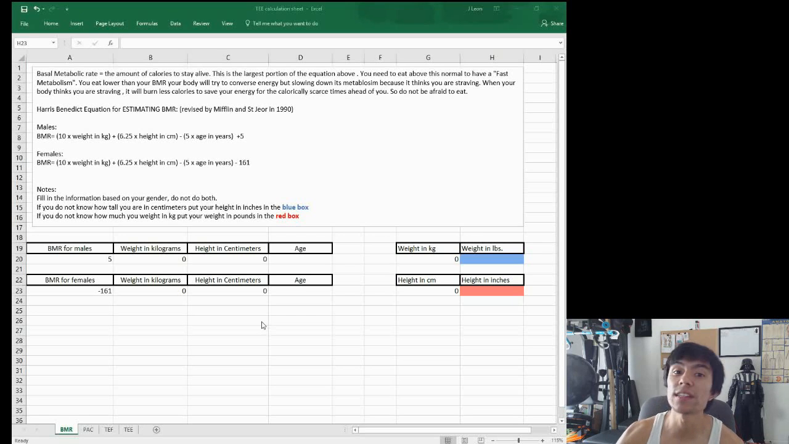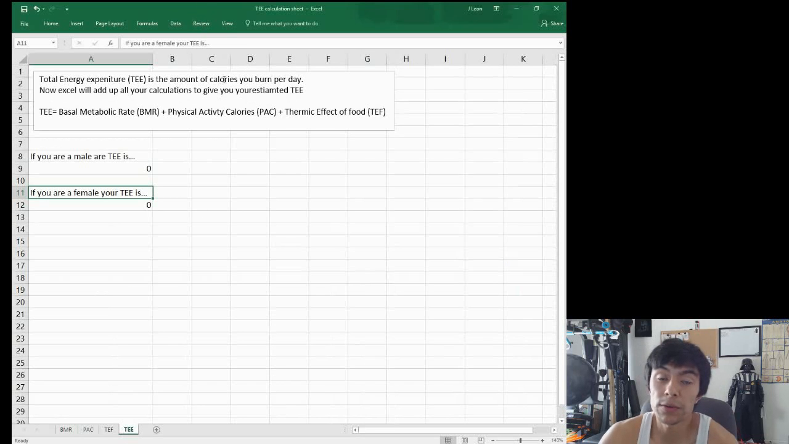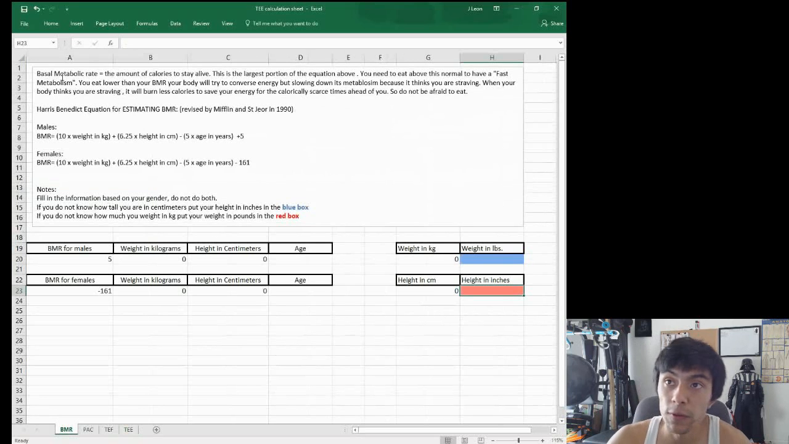I created this worksheet so we can go through how to calculate your total energy expenditure. Total energy expenditure is basically how many calories you need to eat per day, or how many calories you burn a day, if you want to put it in that sense. Total energy expenditure is your basal metabolic rate plus your physical activity calories plus the thermic effect of food. We're going to define what these three terms mean in the next couple of sheets or pages. So let's go over the first term.